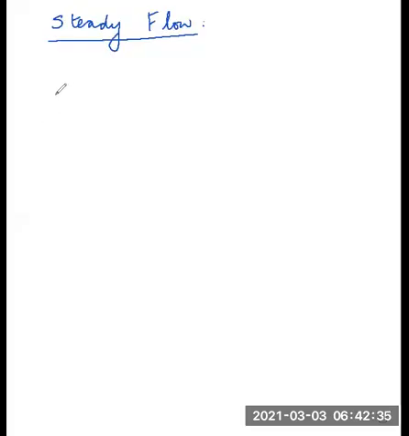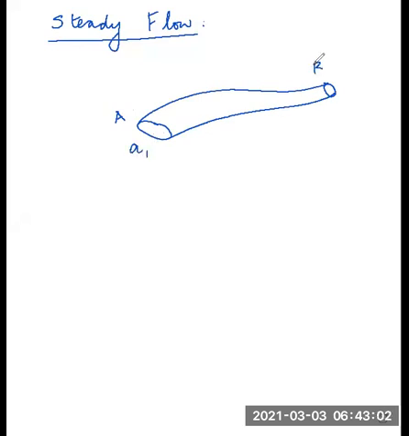Yes, so students, let's discuss what is steady flow. Well, imagine that there is a duct or a pipe. The fluid is flowing in this pipe. This is a pipe with varying cross section area. Let's say at end A, the area is A1, and at end B, the area is A2.